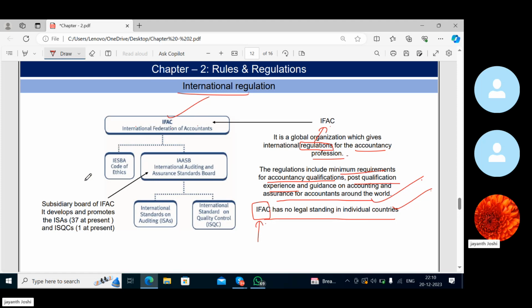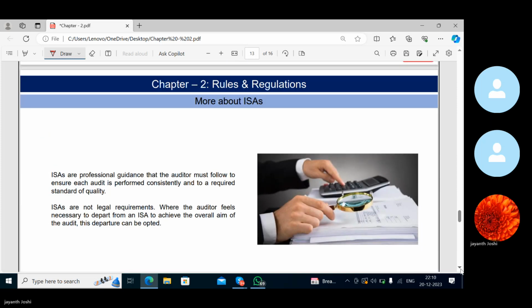Then there is the IESBA Code of Ethics, and the IAASB, the International Auditing and Assurance Standards Board, which makes standards. It is a subsidiary board of IFAC, that means they are under them. It develops and promotes the ISAs, International Standards on Auditing. 37 standards have been made at present, and one ISQC at present. Then we have the International Standard on Quality Control, which is also a body that has given one standard regarding quality, and international standards on auditing.